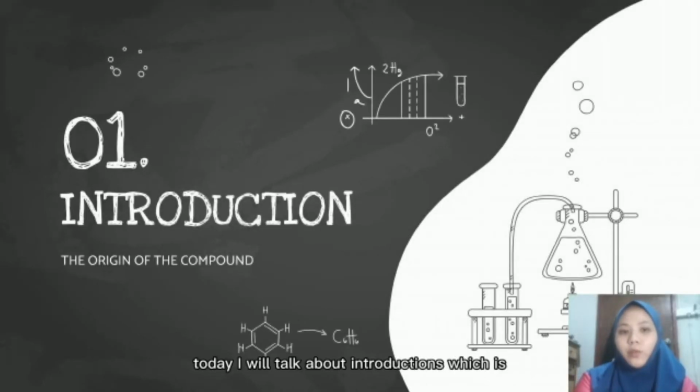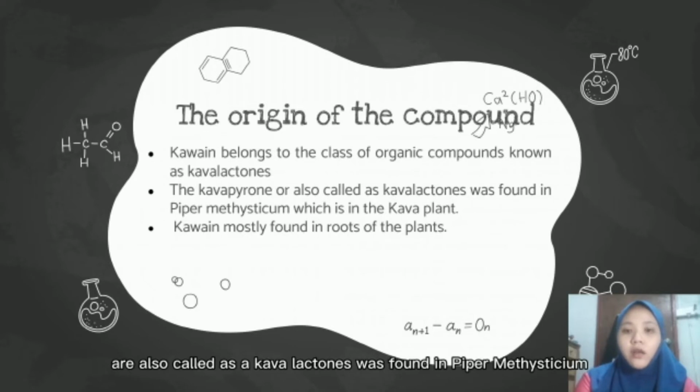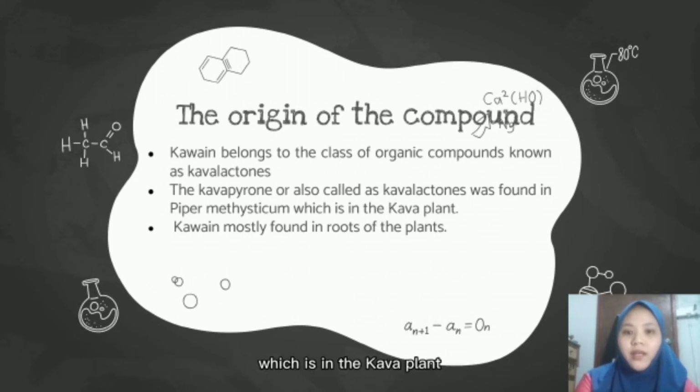Today I will talk about the introduction, which is the origin of the compound. Kawain belongs to the class of organic compounds known as kavalactones. The kavapyrone, also called kavalactone, was found in Piper methysticum, which is the kava plant. Kawain was mostly found in the roots of the plant.